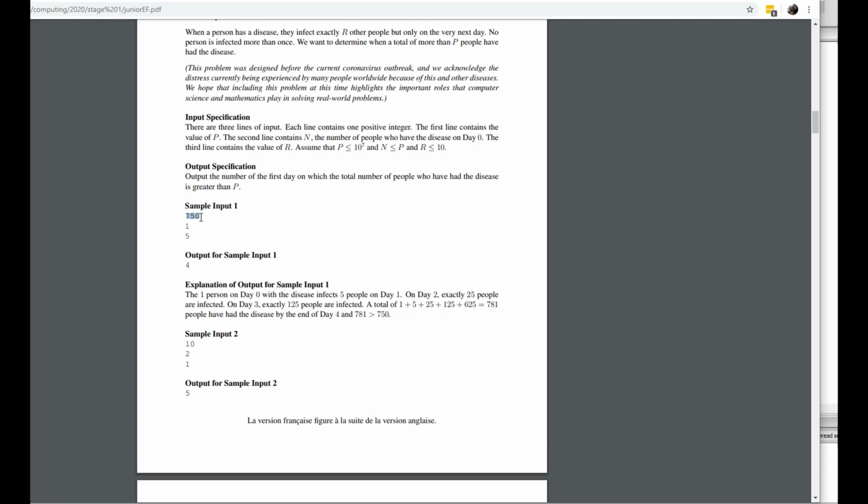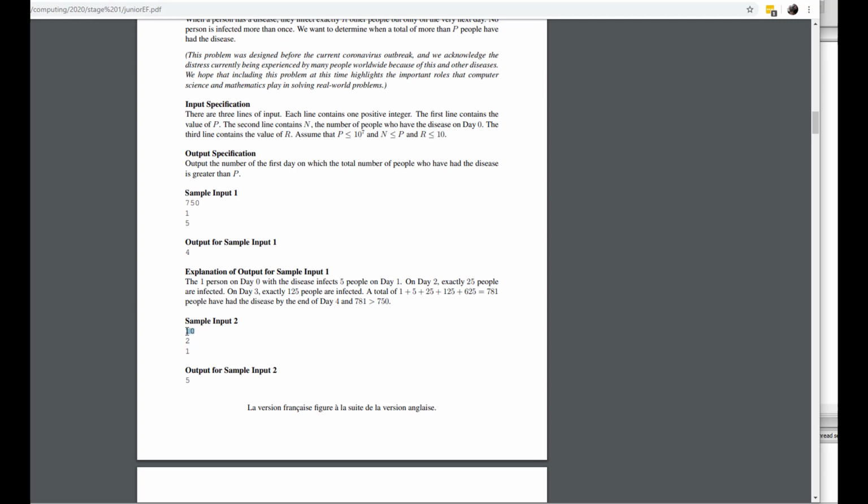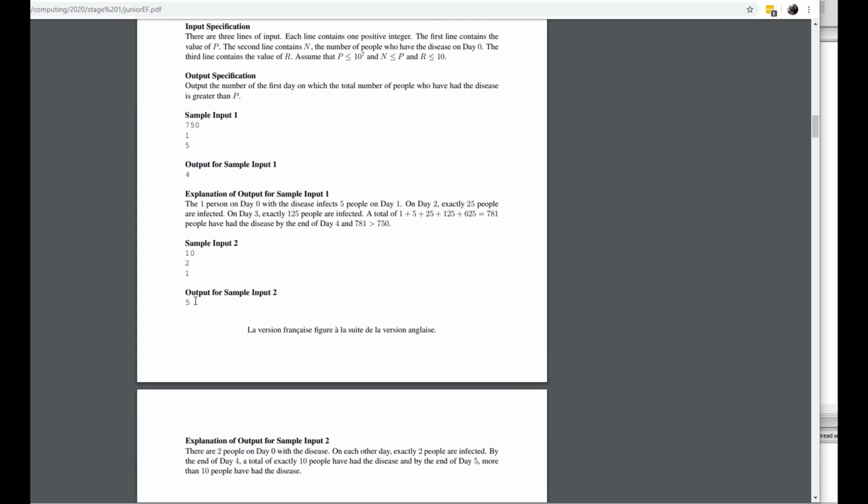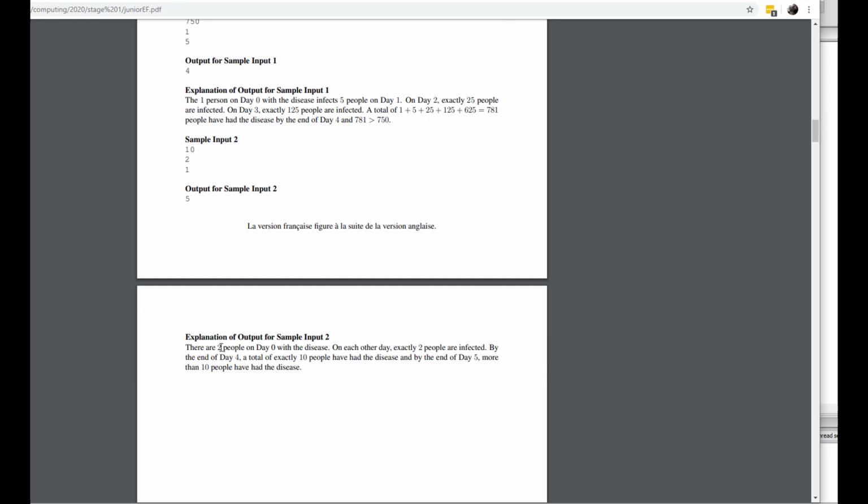All right, so in example 2, what they have is how long will it take for 10 people to get it if 2 people start, but each person infects 1 person per day? And they're saying it will take 5 days, right? So it makes sense. You have 2 people on day 0. On each day, 2 other people are infected. So on day 2, you've got 4 people. On day 3, you have 6 people, then 8, then 10.